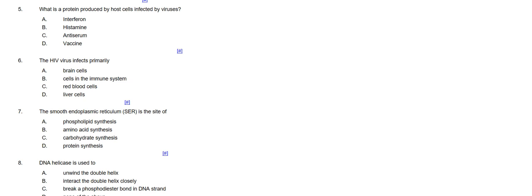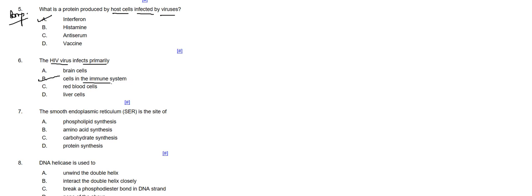Next, number 5. What is a protein produced by host cells infected by viruses? So which protein is produced by the host cell when the host is infected by the viruses? So it is interferon. So guys, this is also a very common and important question. Next is, the HIV virus infects primarily. So the HIV virus, we all know it infects the immune cells.